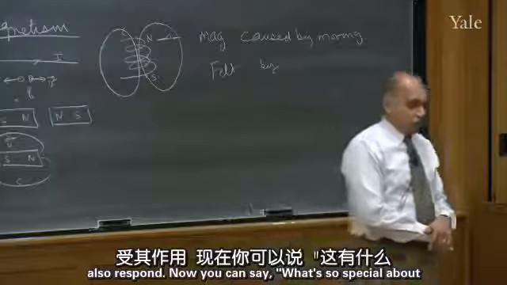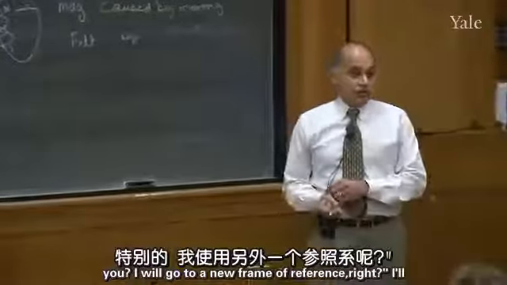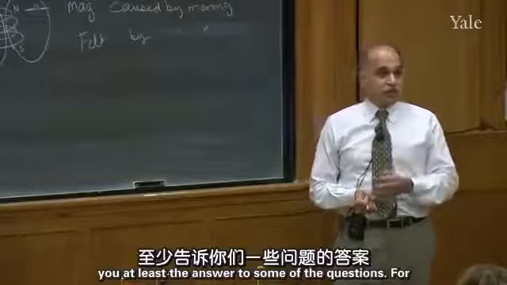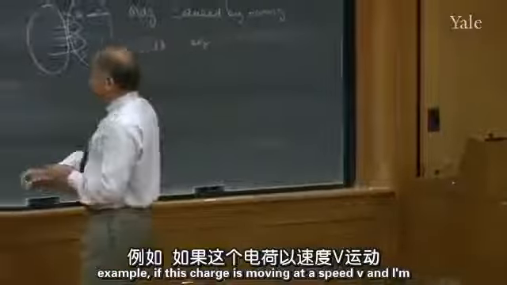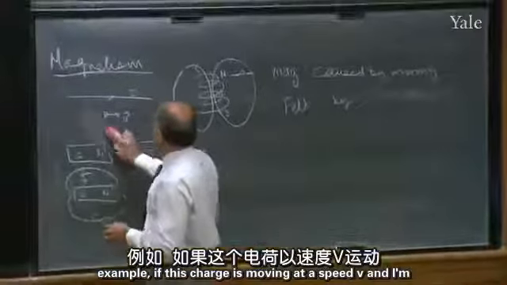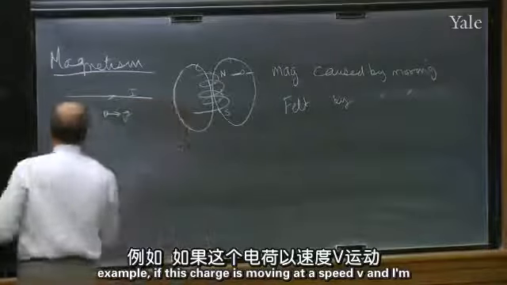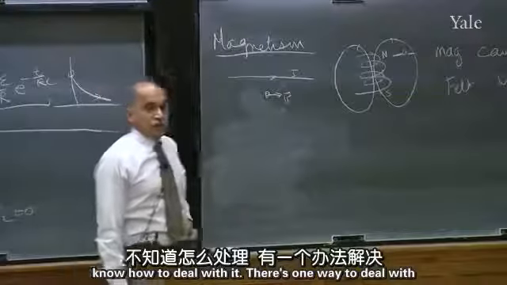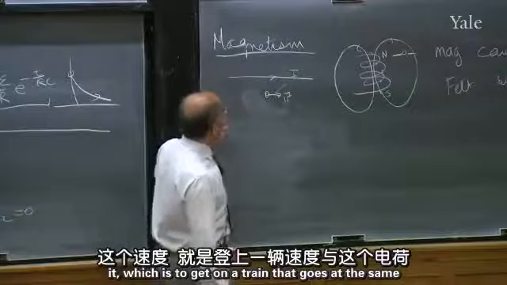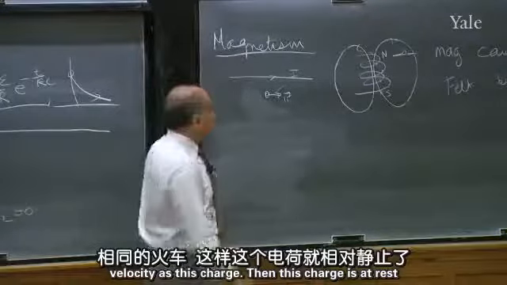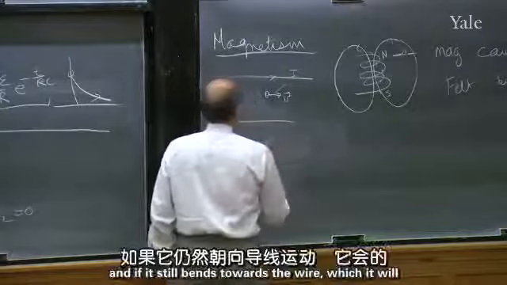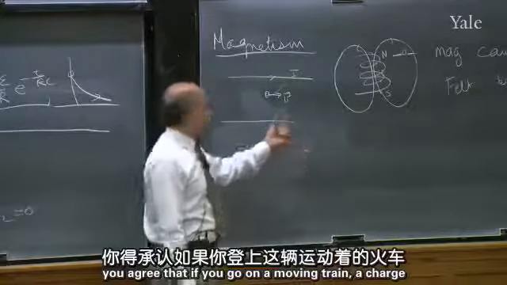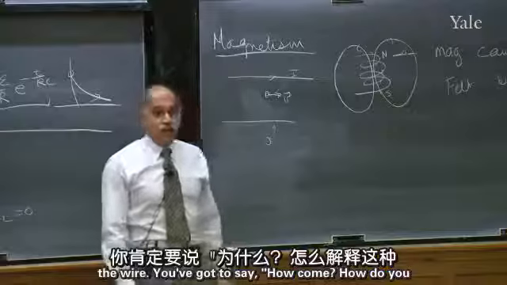Now, you can say, what's so special about you? I will go to a new frame of reference, right? I'll come back to that later, but I cannot resist telling you at least the answer to some of the questions. For example, if this charge is moving at a speed v, and I'm completely stymied by this velocity because I don't know how to deal with it, there's one way to deal with it, which is to get on a train that goes with the same velocity as this charge. Then this charge is at rest, and if it still bends towards the wire, which it will, you agree that if you go on a moving train, a charge attracted to the wire will continue to be attracted to the wire. You got to say, how come?